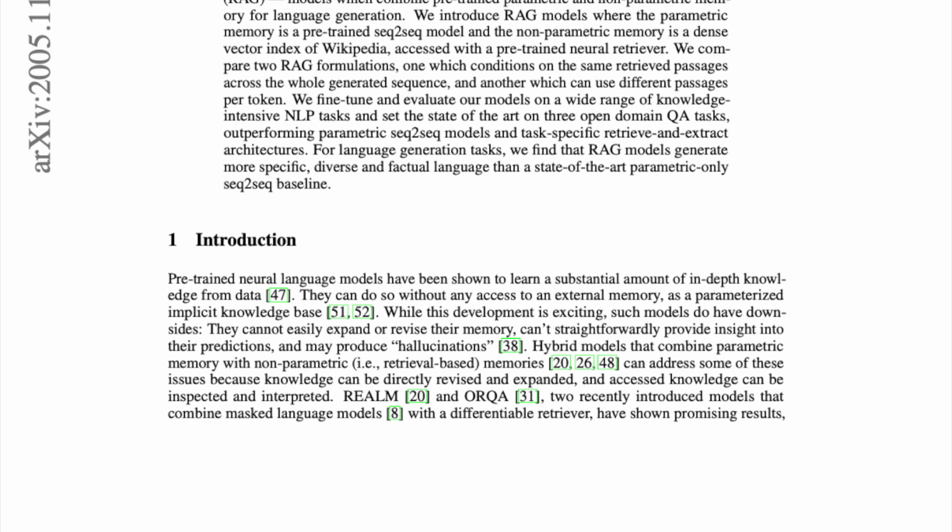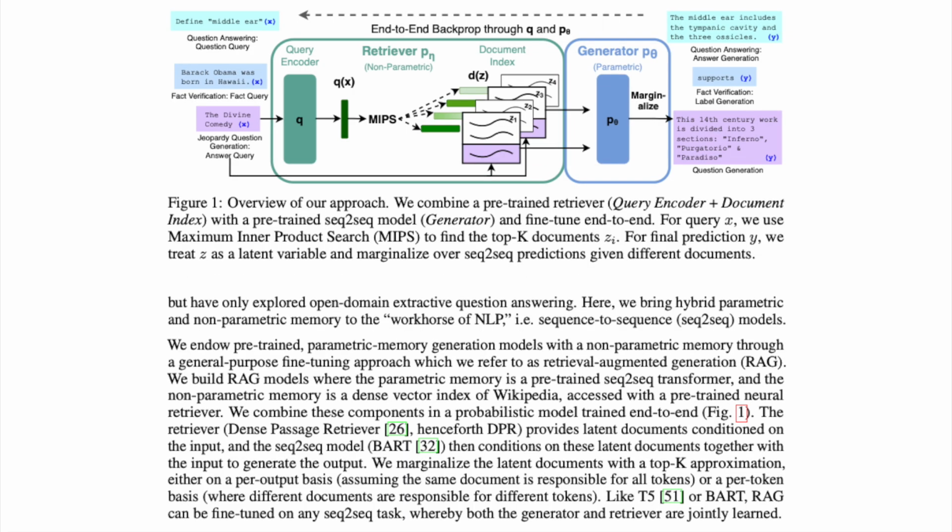Hybrid models that combine parametric memory with non-parametric, i.e., retrieval-based memories, can address some of these issues because knowledge can be directly revised and expanded, and accessed knowledge can be inspected and interpreted. REALM and ORQA, two recently introduced models that combine masked language models with a differentiable retriever, have shown promising results, but have only explored open-domain extractive question answering.